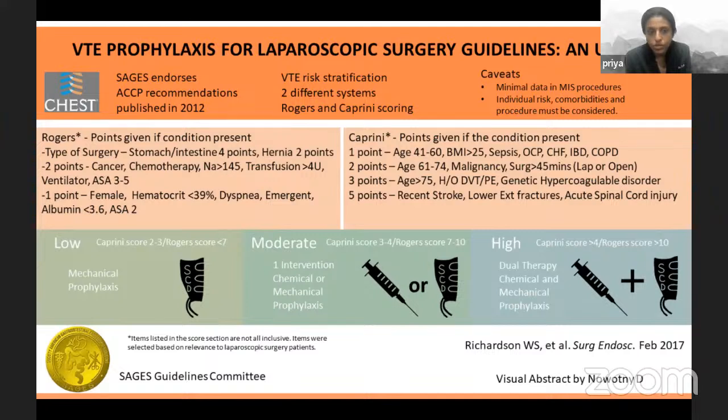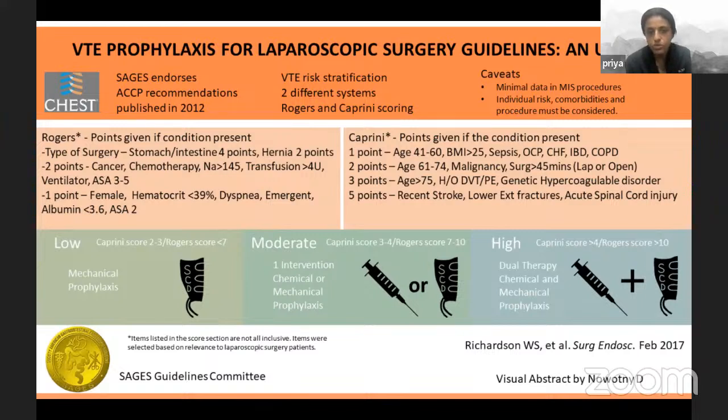So if the Rogers score is less than 7, then this patient is at low risk, but she still needs a mechanical prophylaxis. This is the point which I may want to really outline, that you may not give her thromboprophylaxis with heparin or with rivaroxaban, but you should give a mechanical prophylaxis to all the patients who undergo a surgery, even if they are low risk.